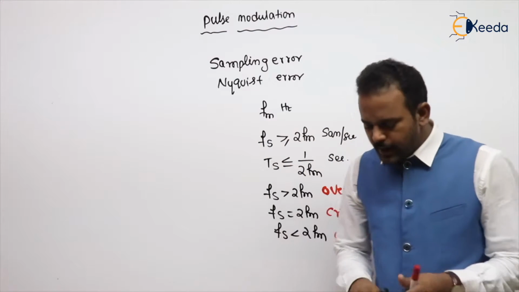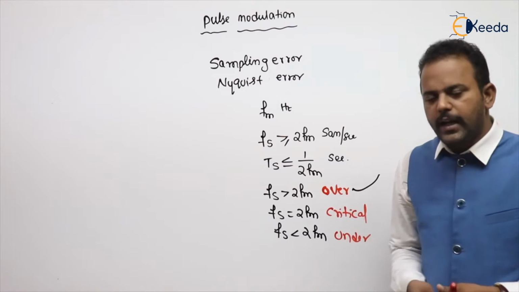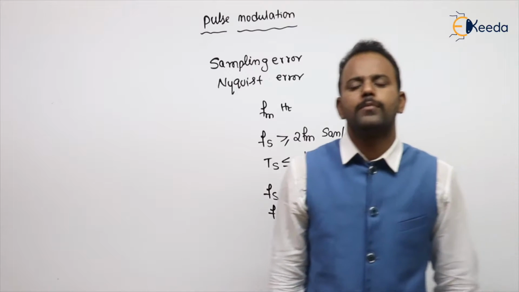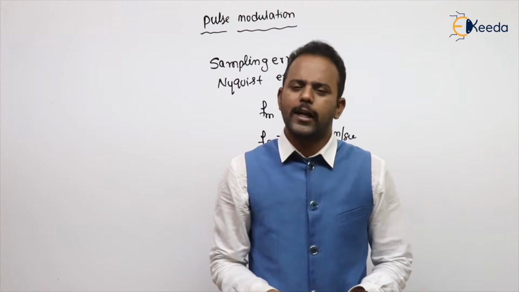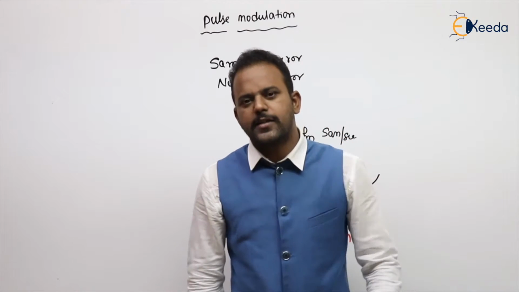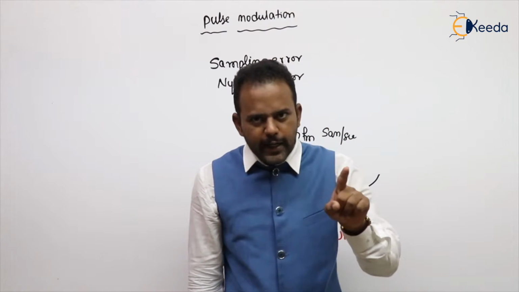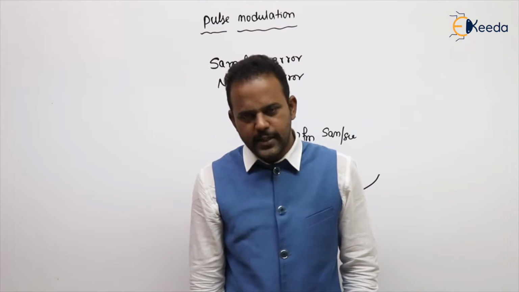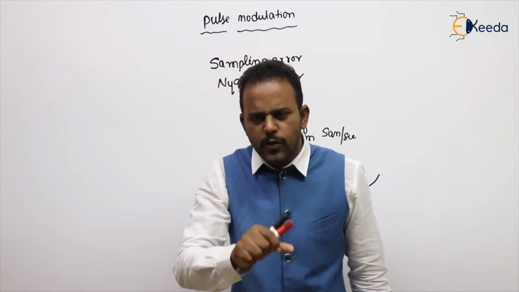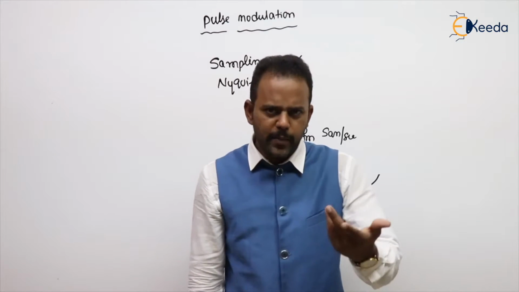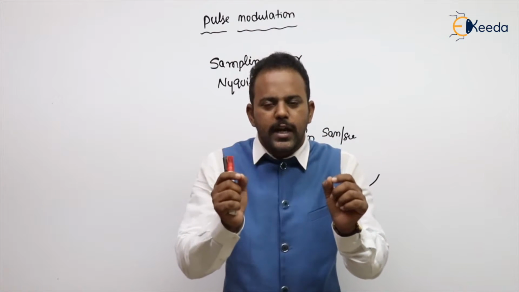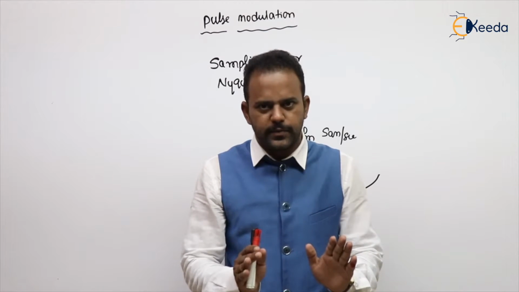Why, sir? Let me give you a simple example of the sampling theorem. You can take a children's drawing book. In that book, there are some dots they give you. If you smoothly connect those dots, you will get an image. Are you getting my point? For example, originally they gave 100 dots.